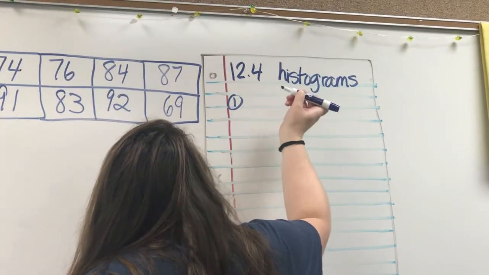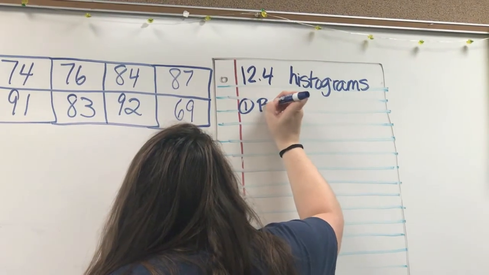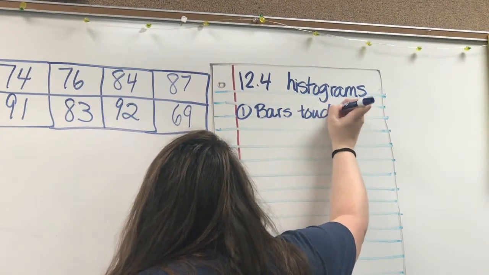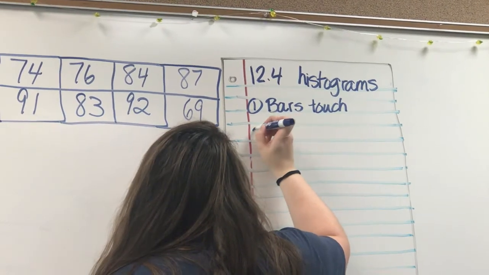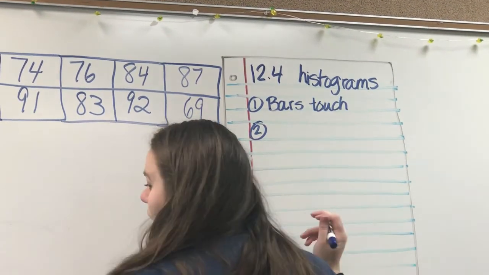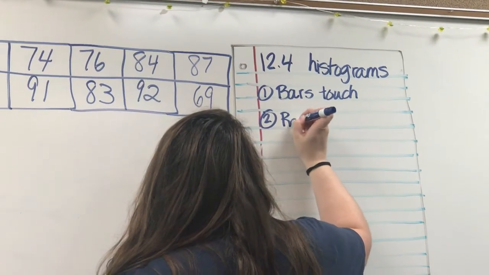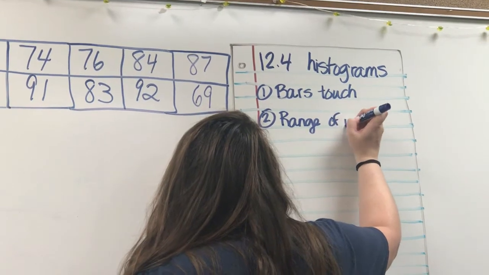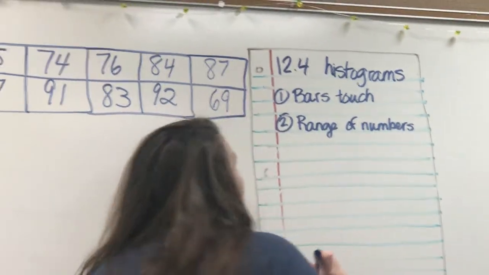Number one rule is that the bars touch each other. Okay. And number two, there's usually a range which the bar represents. And you will understand that in a second.